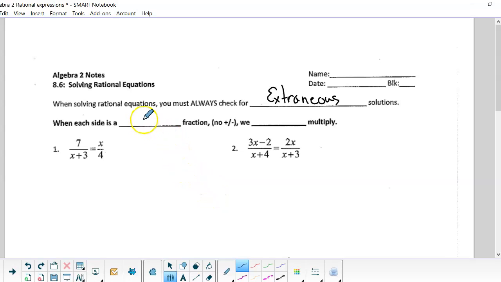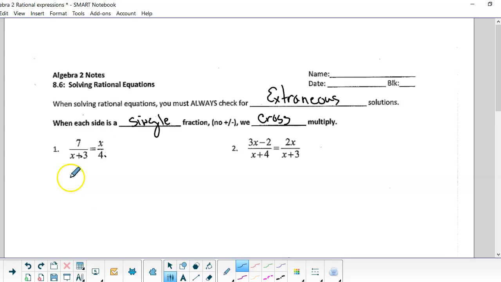When each side is a single fraction, we're going to cross multiply. So let's look at an example here. In this example, we need to cross multiply these two.